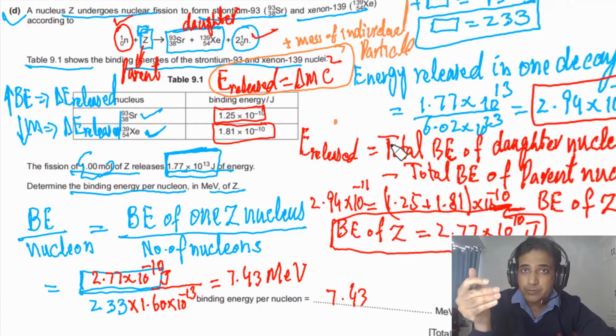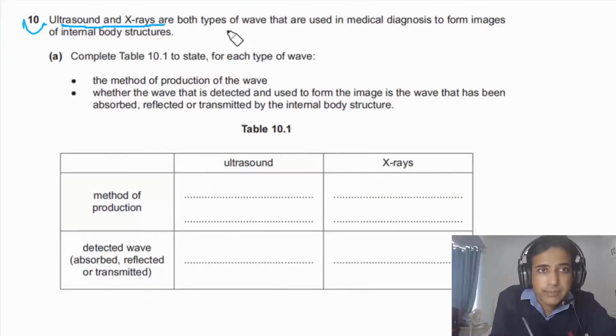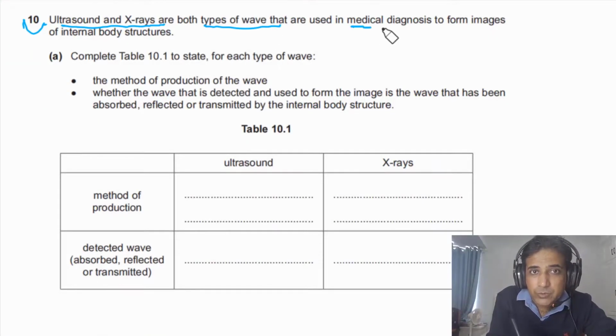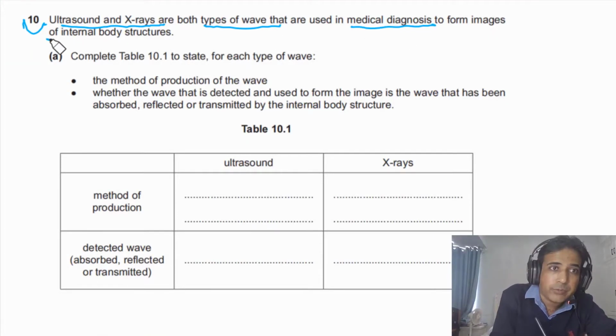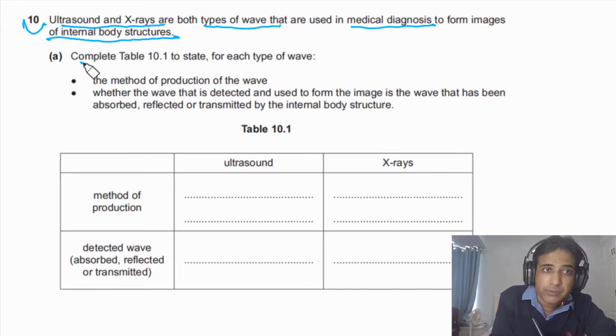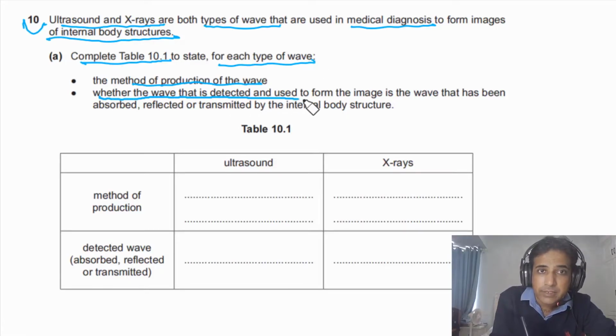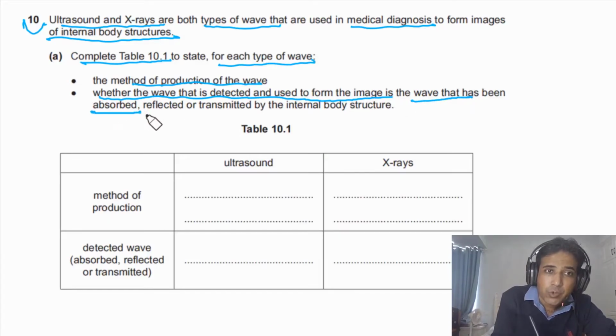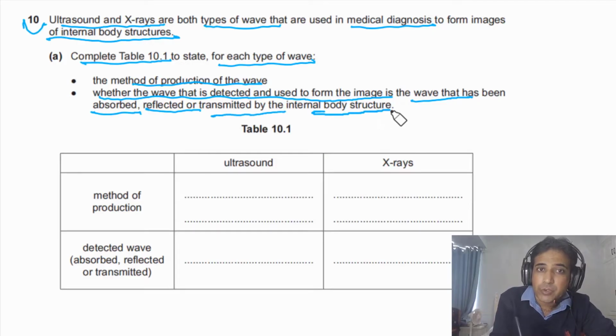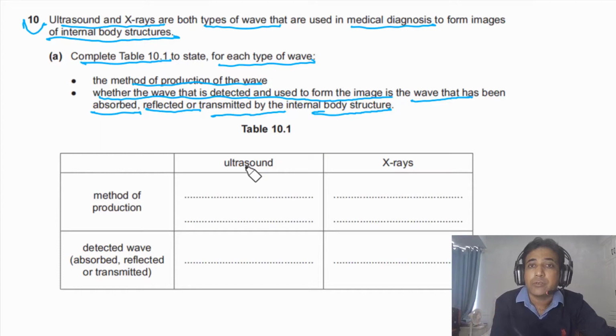Support this work. Question 10 says ultrasound and X-rays are types of wave that are used in medical diagnosis to form images of internal body structures. Complete table 10.1 to state for each type of wave the method of production of the wave, and whether the wave that is detected and used to form the image is the wave that has been absorbed, reflected, or transmitted by the internal body structure. So first thing, method of production, ultrasound waves.